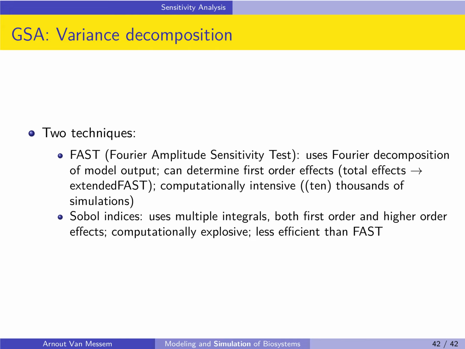To find such a variance decomposition, there are 2 popular techniques: FAST, Fourier amplitude sensitivity test, and Sobol indices. You don't have to know the details, you just have to be able to apply those in R. The first technique, FAST, is based on the Fourier decomposition of the model output. It is possible to determine the first order effects with this, and with an extension, extended FAST, even the total effects. But FAST is very computationally intensive. Sobol indices, on the other hand, use multiple integrals instead of Fourier decompositions, and they can be used for first order, but also for higher order effects. The drawback, of course, is that if we include those higher order effects, this becomes computationally very explosive, and the technique is less efficient than FAST.